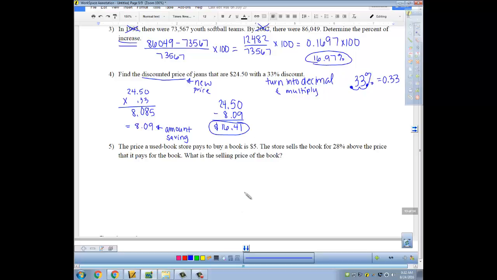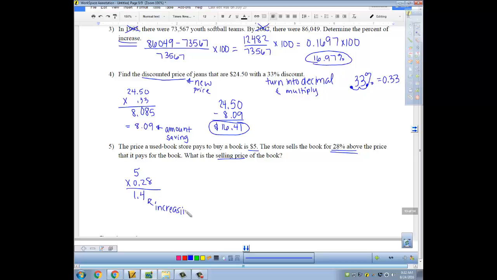Number 5, the price a used bookstore pays to buy a book is $5. The store sells the book for 28% above the price that it pays for the book. What is the selling price of the book? So I see a percent, so I'm going to turn it into a decimal and multiply. So multiply by 5. 5 times 0.28 is going to give me 1.4. So this is the amount that it's increasing.